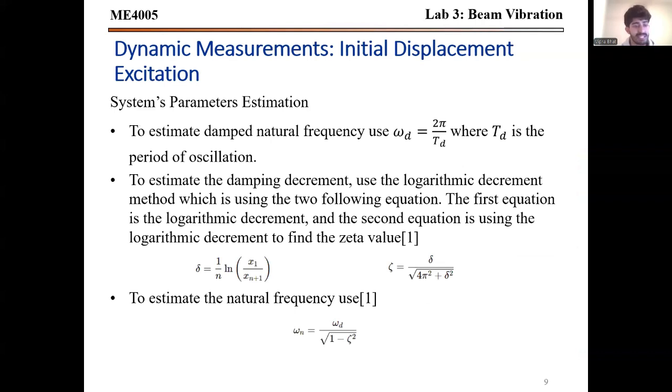Initial displacement excitation. To estimate the damped natural frequency, use the following formula, where TD is the period of oscillation. And using these two formulas below, you were able to get the damping ratio. And finally, we're able to get the natural frequency with the following formula at the bottom.